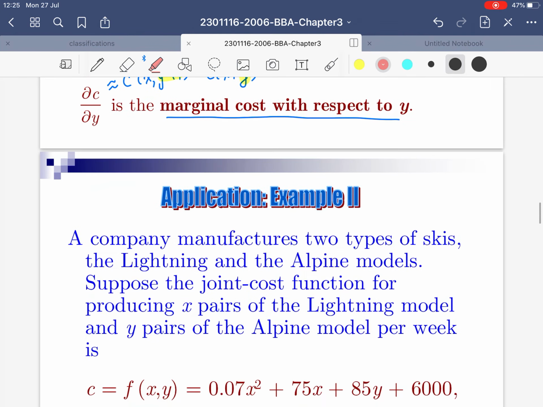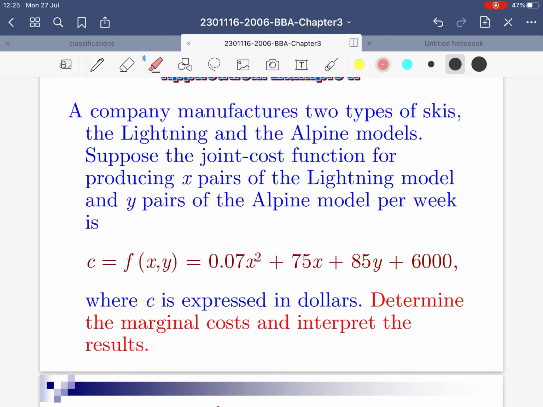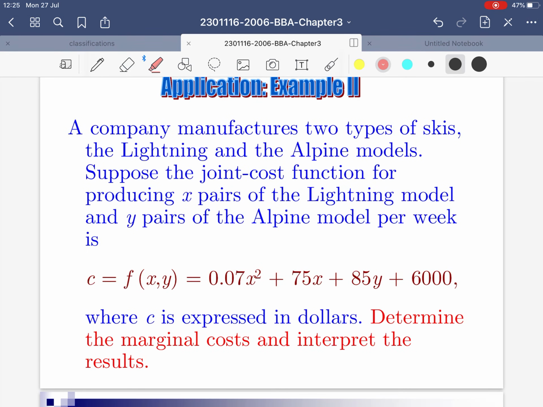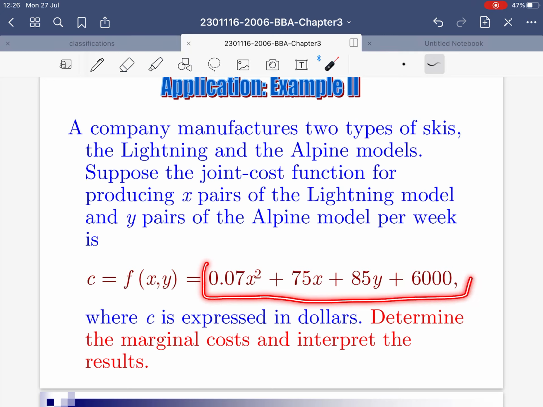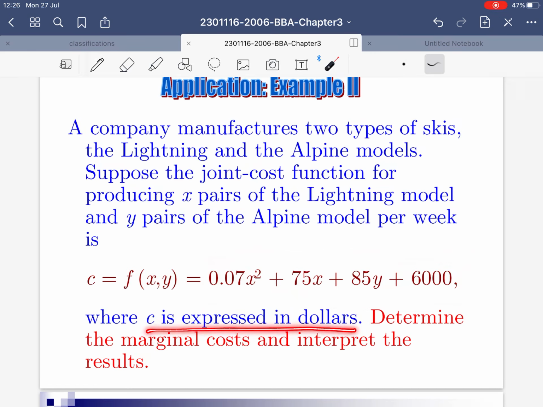For example, a manufacturer has two types of skis, the Lightning and the Alpine models. The joint cost of producing x pairs of Lightning and y pairs of Alpine per week is given by C = 0.07x² + 75x + 85y + 6,000. Of course your C is expressed in dollars. You need to determine the marginal costs and interpret the result.